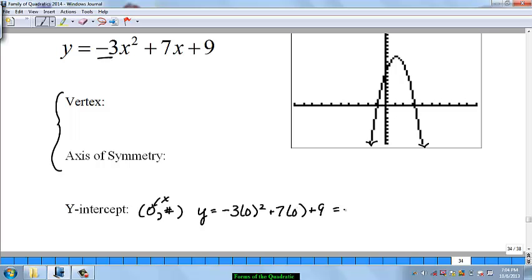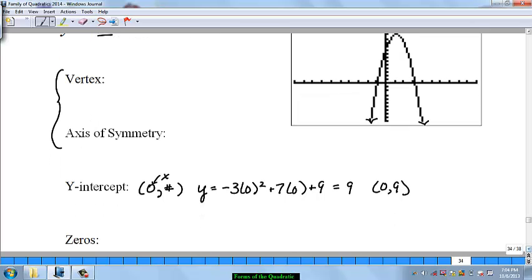I got y equals -3 times 0 squared plus 7 times 0 plus 9. You will see that we'll have a 9. So the point 0, 9 is where this crosses the y-axis right there. So this is the easiest one, the y-intercept, because it's always 0 a number, and you put a 0 in for x and you can find where it crosses. Doesn't necessarily mean it's perfectly in the middle, it's just that's where it crosses.